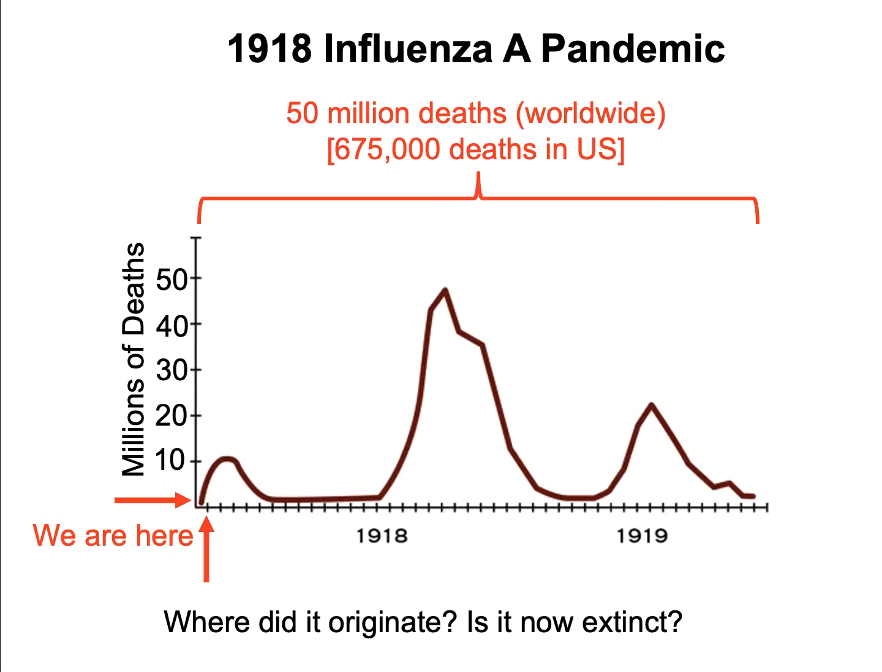Just by way of comparison, in the 1918 influenza A pandemic, there were about 50 million deaths total worldwide over the 2 years of the pandemic, 675,000 deaths in the U.S. And it's unclear where we are on this curve so far. Are we here, or maybe we're over here? It's uncertain where we are in the number of total deaths worldwide. I think it's going to take a year or two before we know what that number actually is.